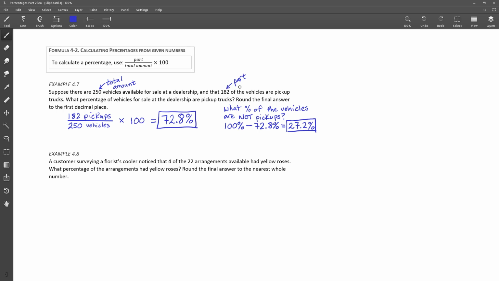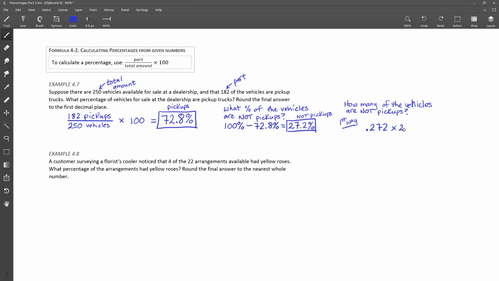Now we know from this problem that 182 of the vehicles are pickup trucks. We know that means 72.8% are pickups and 27.2% are not pickups. So how many of the vehicles are not pickups? Well, there are a number of ways we can approach this. The first way is to use the percentage 27.2 and the total number of vehicles 250 to simply calculate what number of vehicles is 27.2% of 250.